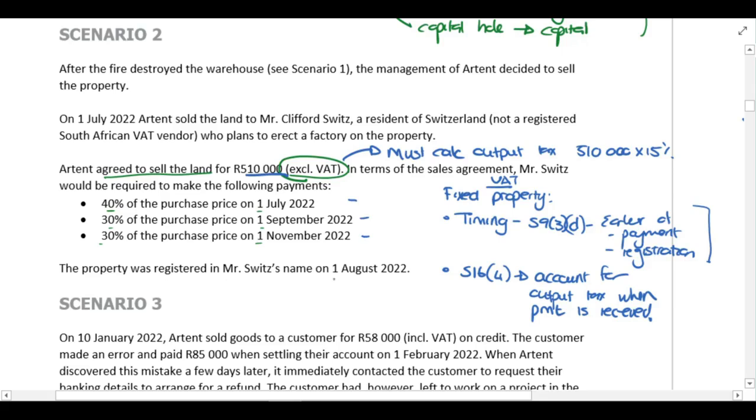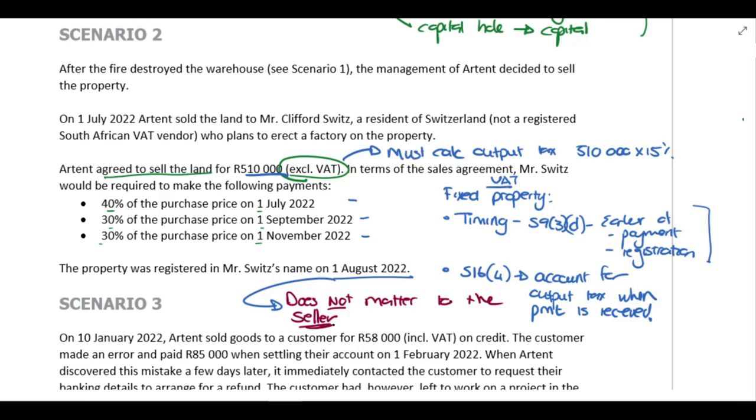They tell you it was registered in his name on the 1st of August 2022. And I'm going to make the comment here, and hopefully you will remember this yourself. This does not matter to the seller. We are the seller in this case, Artent. It only matters when you are the buyer, and then only if you are buying it from a person that did not raise output tax on fixed property.